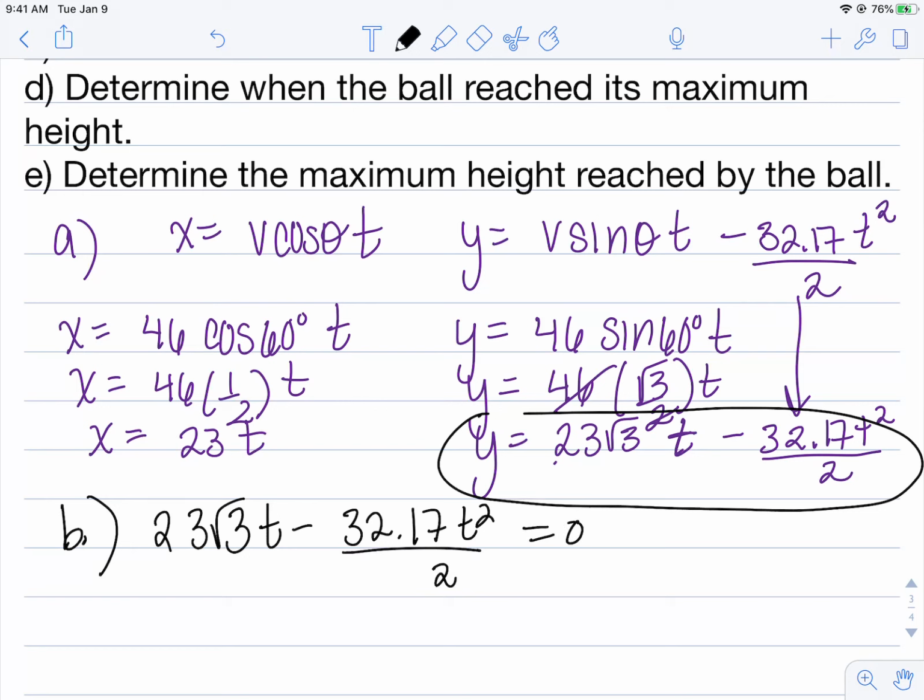A couple of ways you can do this. You can graph this equation and see when the graph equals 0. I'm going to try doing that with either my graphing calculator or with Desmos. And you know what? I'm going to use my graphing calculator because I want you to learn how to use your graphing calculator. So I'll be back. I'm going to go get my calculator.